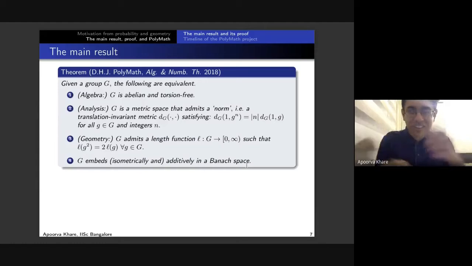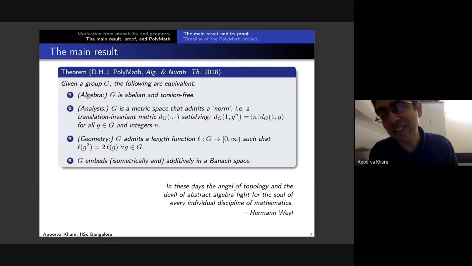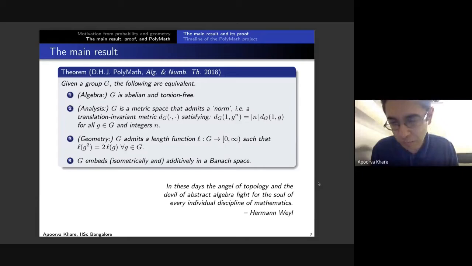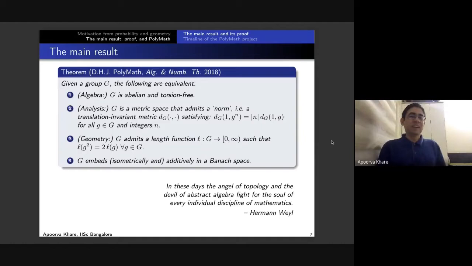And maybe I certainly was reminded at this point of a quote of Hermann Weyl. "In these days, the angel of topology and the devil of abstract algebra fight for the soul of every individual discipline of mathematics." That was apparently attributed to Weyl. But at least from this result, it sometimes appears that angels and demons can sometimes be one and the same, right? Because these are all equivalent. Okay.